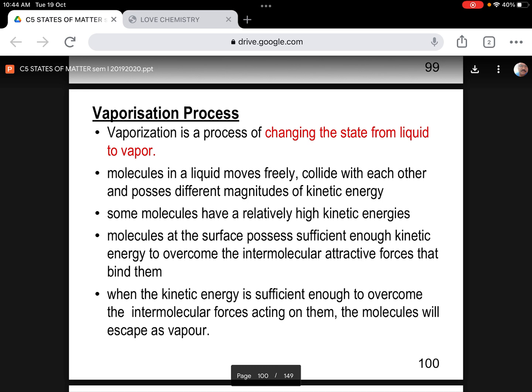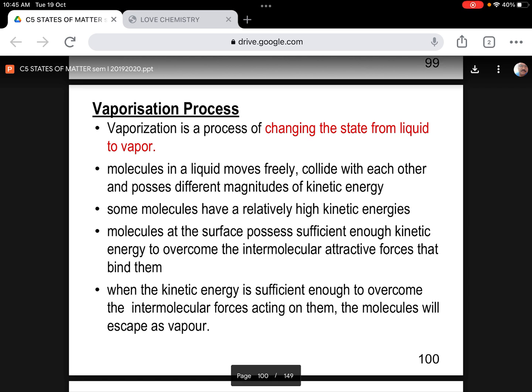Okay. When the kinetic energy is sufficient to overcome the intermolecular forces acting on them, molecules will escape as vapor. So the point here is, is the kinetic energy enough to overcome the attractive forces, especially for molecules at the surface? If the kinetic energy is sufficient to overcome the intermolecular forces, molecules at the surface would escape as vapor molecules. Then the vaporization process occurs at that point.